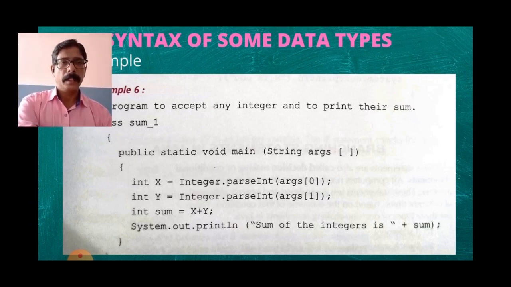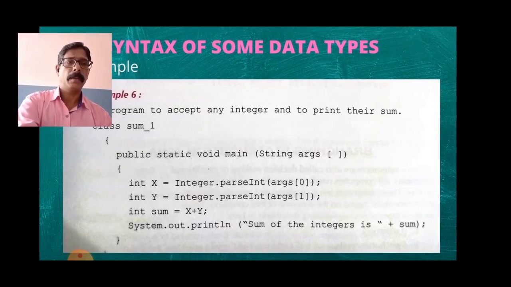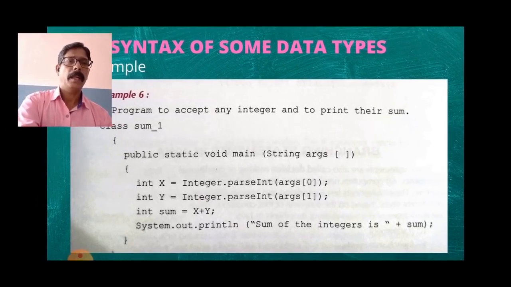Suppose you are entering 10 and 5. What answer will you get? Your output will be 15. Then if you are entering x is equal to 100 and y is equal to 200, definitely your answer will be 300. 100 plus 200, the answer will be 300.